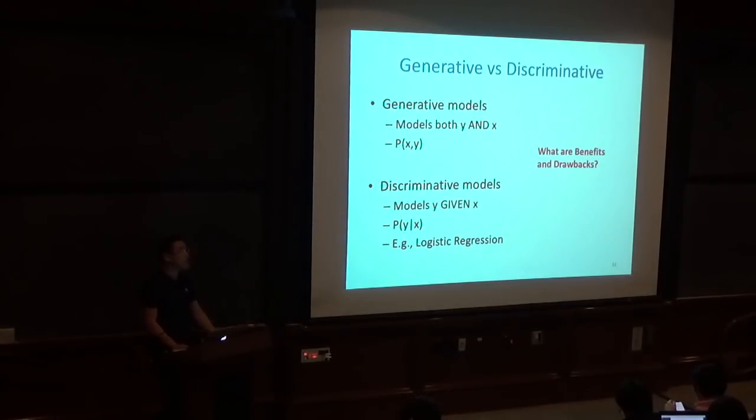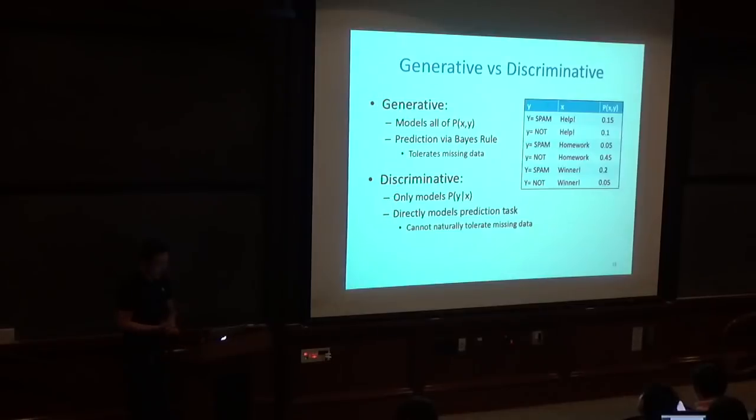So what are some benefits and drawbacks? Generative models model the entire joint distribution, p of x comma y, and if you want to do a specific prediction task, like what is p of y given x, you have to invoke something like Bayes' rule. One of the nice things is that because it models all of p of x comma y, it tolerates missing values. We'll get into some details of this later on in this lecture.